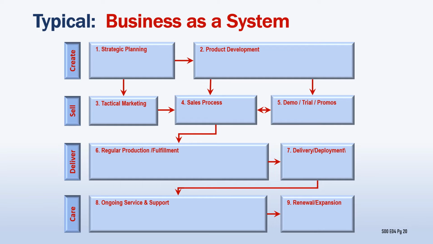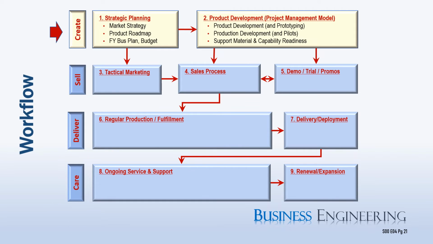If we expand those four high-level functions of create, sell, deliver, and care, there emerge about 10 main company functions which are interrelated. Let's explore these. Starting with the create process. In box number 1, the process begins. The firm must perform strategic business planning.